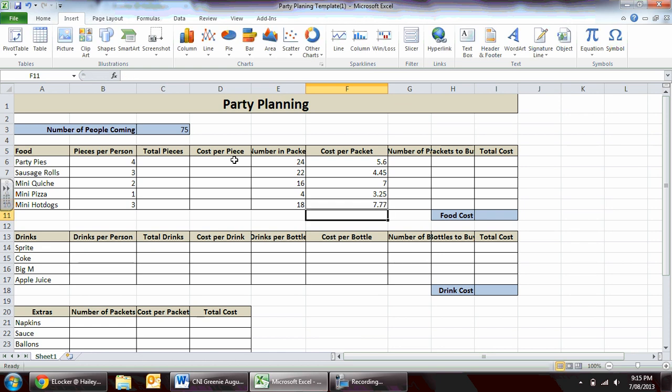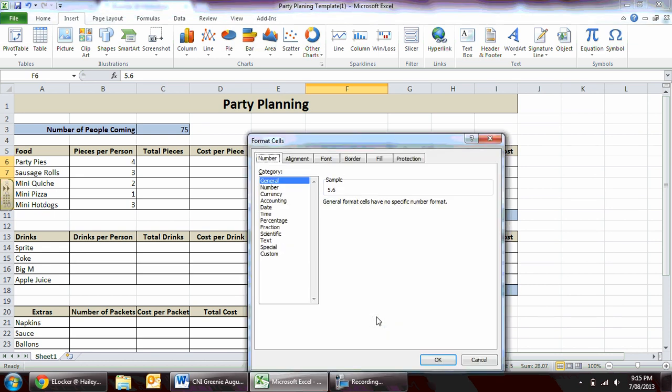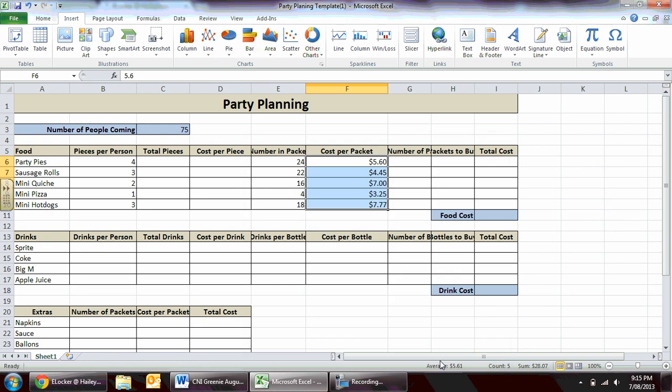Now, there's a problem. This should be money. This is cost per packet. So I'm going to highlight all of that, right click on it, and go down to Format Cells. I'm then going to go to Currency. So 2 decimal places, that's fine. Symbol dollar. Right, and I say OK. This now changed it all to money. That's good.